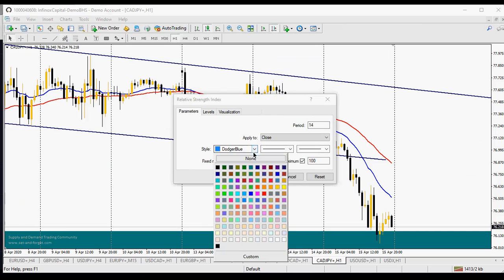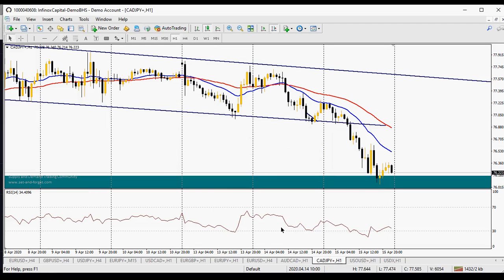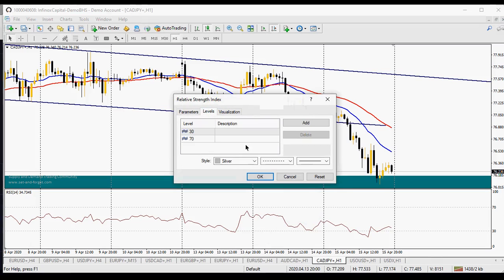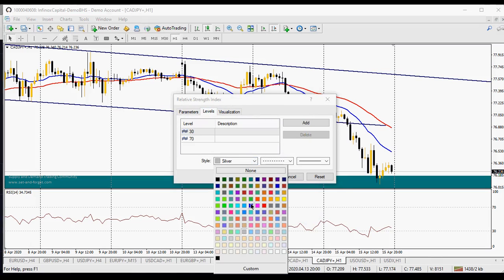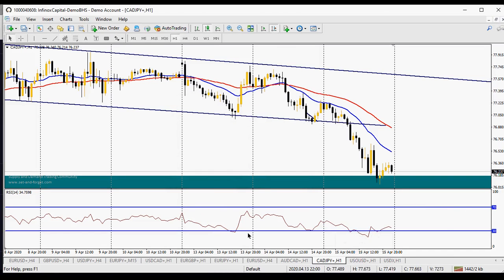Okay, RSI. We change the color. So this is a period. You can change the period as you want, like we changed in the moving average. Then put it on. You can see the RSI. RSI has levels. This is 70. This is 30. You can edit it. I right click and click on its properties. I can edit the levels. I can change the color to maybe something blue so that it can be clearer. You can change the style to a straight line. I can even make it a heavy line. Click OK. You can see the line very clearly now.